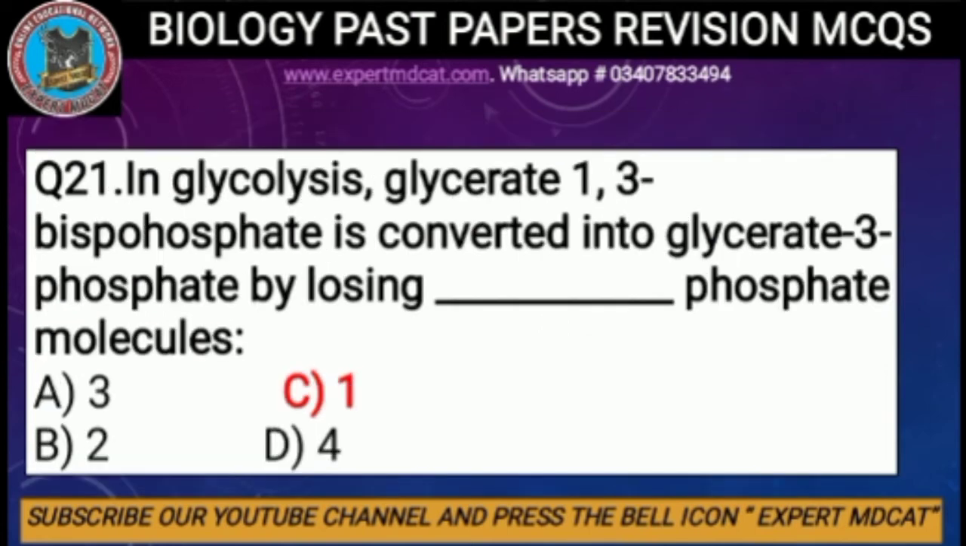Question 21: in glycolysis, glycerate 1,3-biphosphate is converted into glycerate 3-phosphate by losing dash phosphate molecules. Here the correct option is C, that is 1.